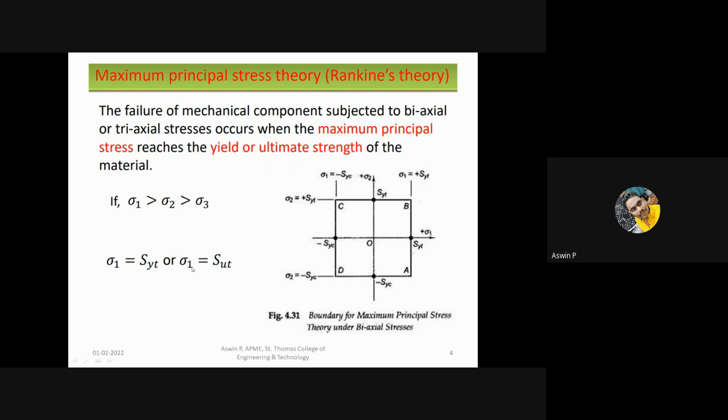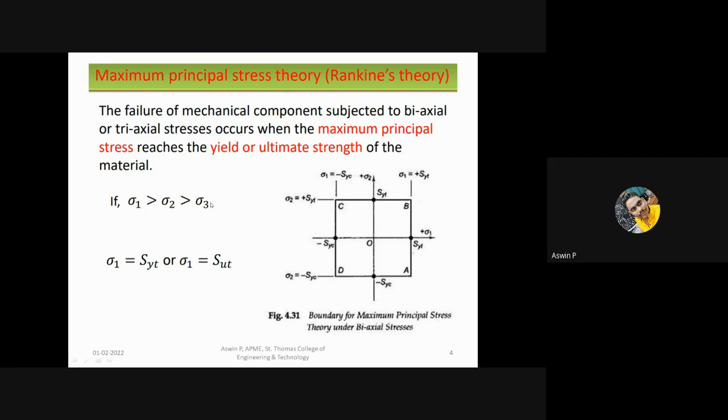These are the two equations, and the important criteria is we have three principal stresses. As we have studied, if triaxial stress occurs in a body, we will be having sigma 1, sigma 2, sigma 3. And if sigma 1 is the largest one, then sigma 1 must be equal to sigma YT. If sigma 2 is the largest one, automatically sigma 2 must be in the equation. But we know that for a biaxial case itself, sigma 1 will be the maximum one.